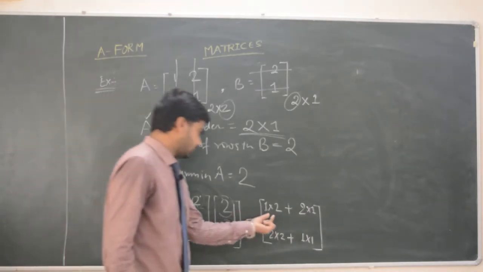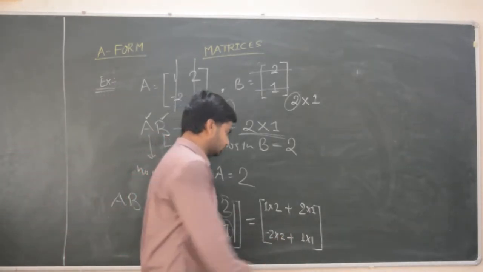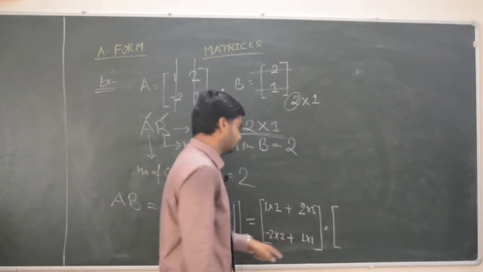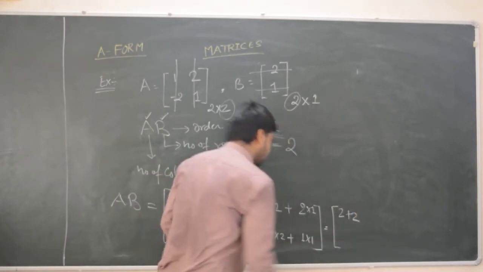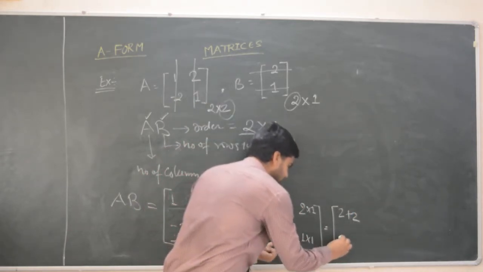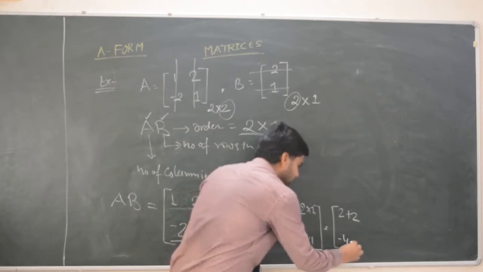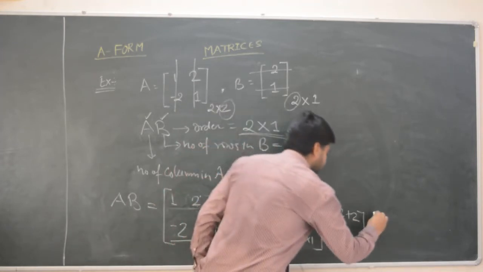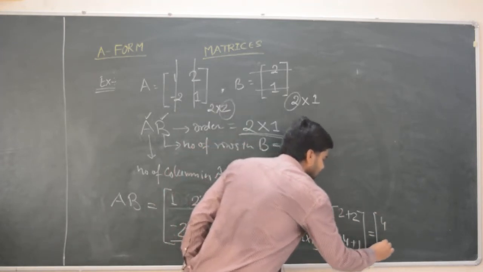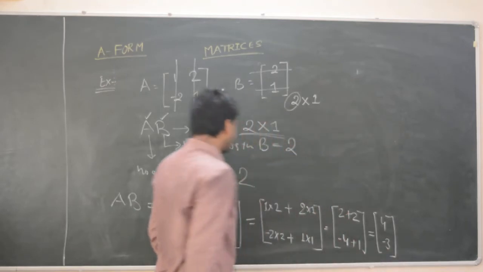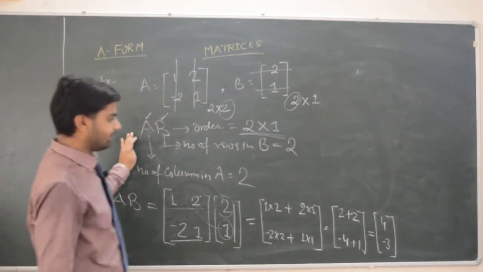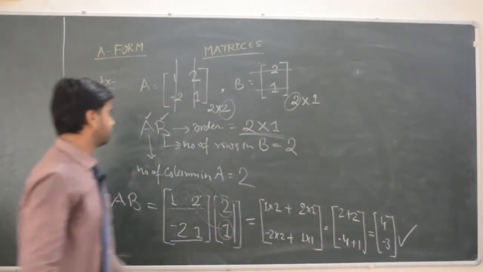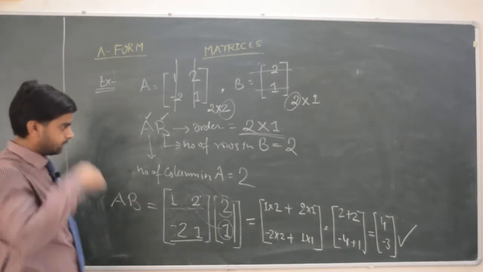Now simply write down the product and addition of these operations. Here we will get 2 into 1, 2, so this will be 2 plus 2. And here we will get minus 2 into 2, that is minus 4, and plus 1 into 1, that is 1. So we will get a matrix as 2 plus 2, 4, and minus 4 plus 1 is minus 3. So the product of A and B will be a matrix of order 2 by 1, and the answer of this product AB is 4, minus 3.